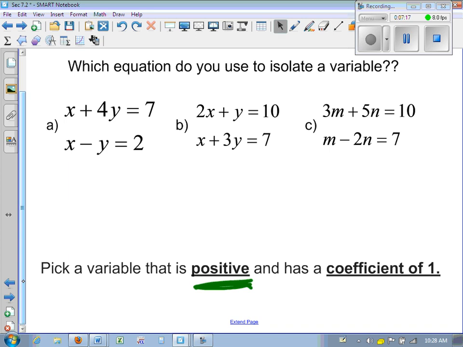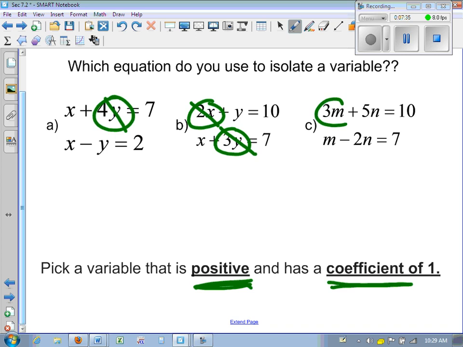So you want one that's positive, and you want one where the coefficient is 1. When we say coefficient, the coefficient is just the number in front of the variable. So I wouldn't want to use these. Bad. That's a 4. That's a 2. That's a 3. 3. 5. 2. I wouldn't want to solve for any of those, because the number in front is not 1. Okay. So let's now circle what we would want to use.